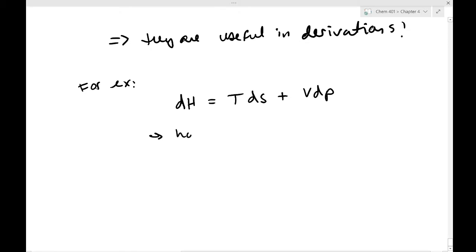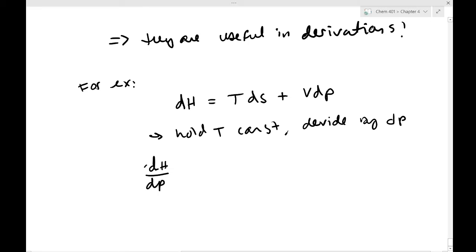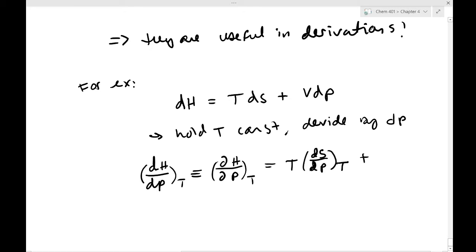If we hold T constant and divide everything by dP, the infinitesimal change in H with respect to P at constant T, which is defined as the partial of H with respect to P at constant T, equals T times the partial of S with respect to P at constant T, plus V. So you write that out.